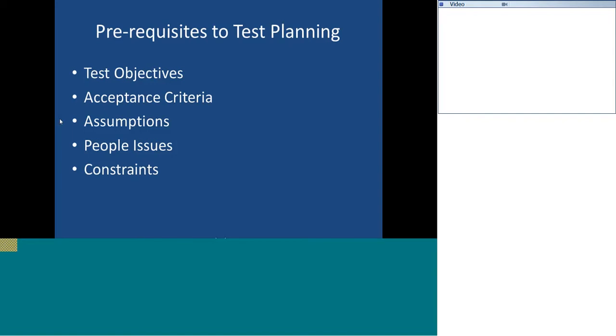So their availability and, what do you call, the dedication towards the application delivery and all. So anything that affects our delivery and anything that points to the people's availability will come as part of people issues.